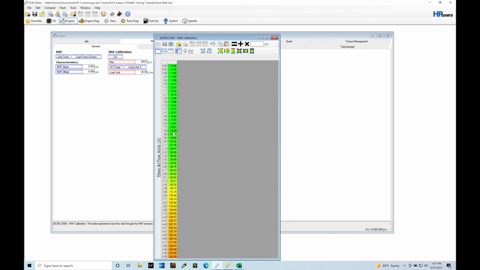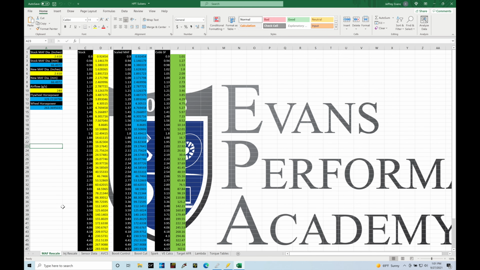Let's go and take a look at the spreadsheet here so we can start to watch what happens here when we recalibrate our curve. If I jump into the Excel spreadsheet, the very first tab is called MAF Rescale. This is going to be taking a look at a couple different parameters here up top we need to go account for. We're going to find that we have a stock equivalent MAF curve here. This is labeled stock. This is going to be our voltage range for a stock MAF. And then these are the associated flow amounts in grams per second with a stock MAF curve.